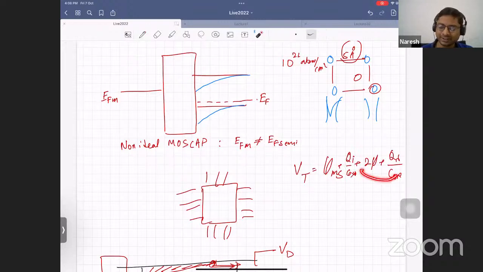So these are anyway regular MOS caps. This is a work function difference, and this is some interface trap or some trap densities, equivalent trap densities, if you have. So all of these are contributing to threshold voltage shifts. Did I answer your question?